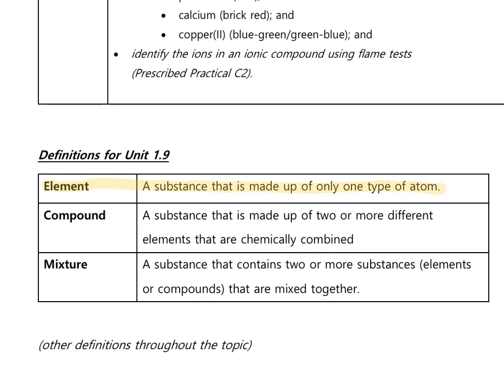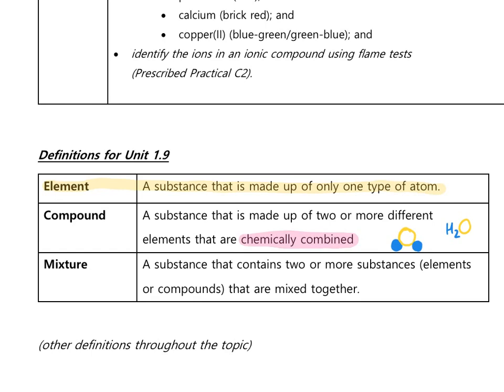A compound is a substance that is made up of two or more different elements that are, and here's the important part, chemically combined. So if we had, for example, two hydrogen atoms that were bonded to an oxygen atom, that would have the formula H2O, and that is a compound because those hydrogen atoms and those oxygen atoms are chemically combined together. So that is a compound, two or more different elements that are chemically combined.